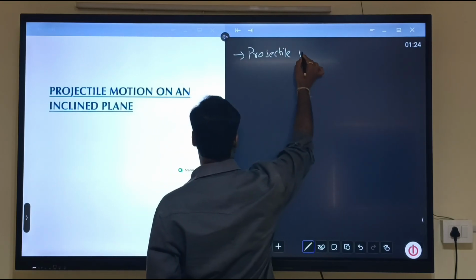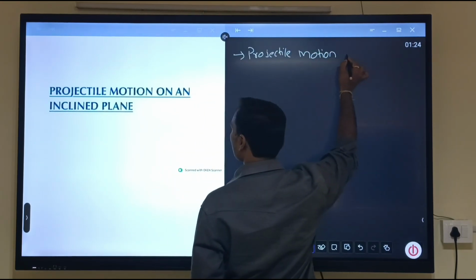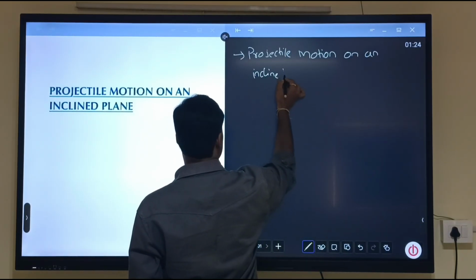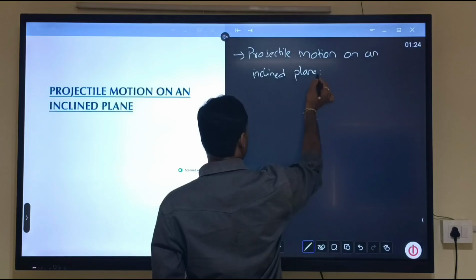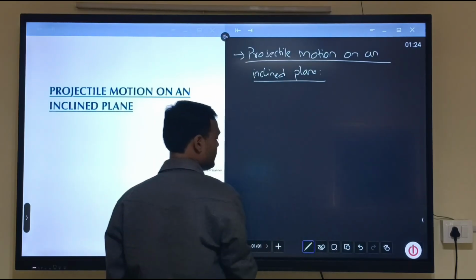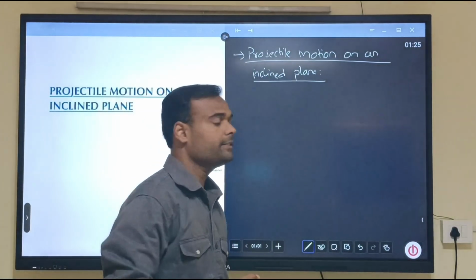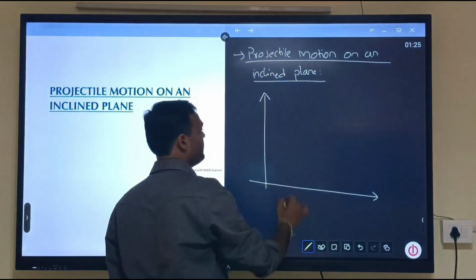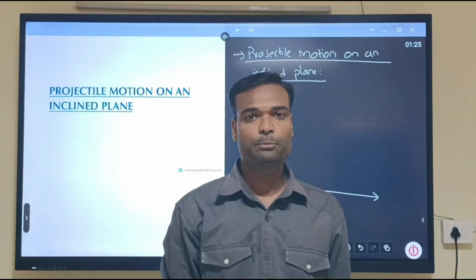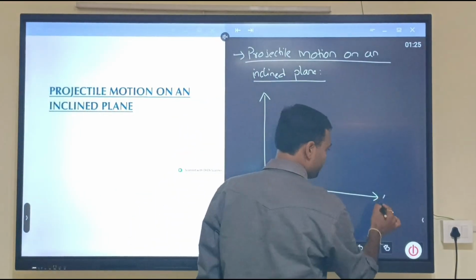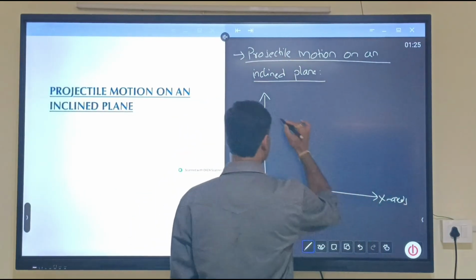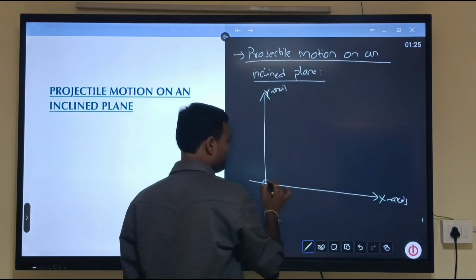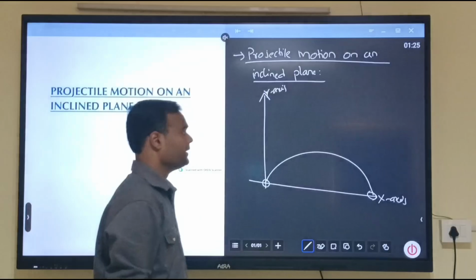Projectile motion on an inclined plane. Right? See, the first point here is before this class we had all timing time of flight, horizontal range, maximum height values by using this as x-axis and this is y-axis. This is y-axis. And object starts journey by making an angle and falling at somewhere else.